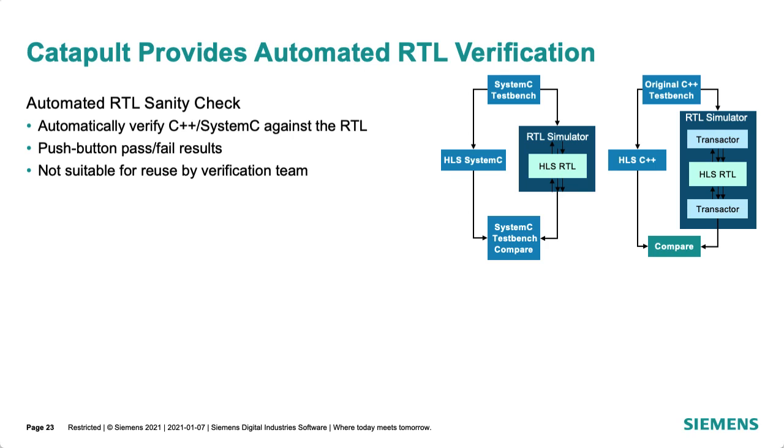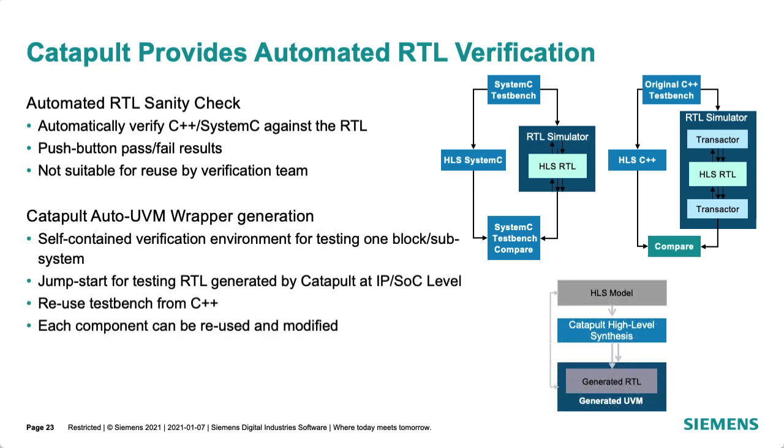However, this is not a suitable flow for reuse by the verification team. Because of that, Catapult has also created an auto UVM wrapper generation flow that provides a self-contained verification environment for testing one block or subsystem synthesized by Catapult.